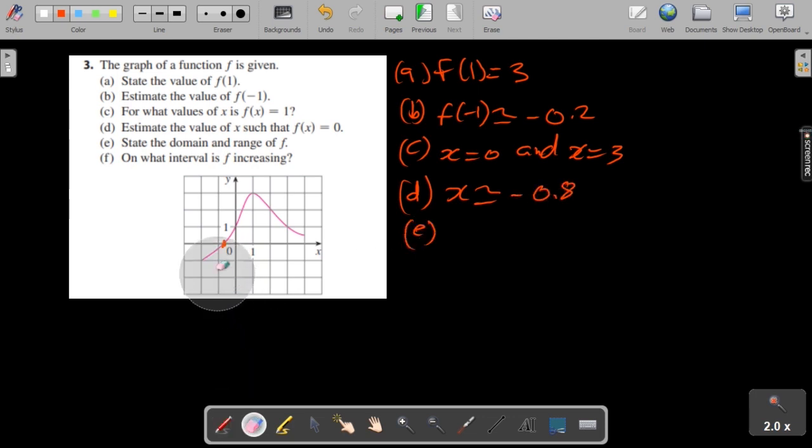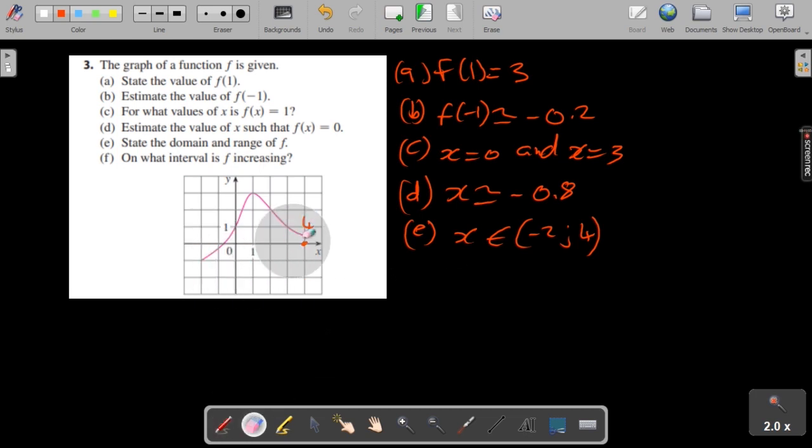And E says, state the domain and range. So the domain is the list of all x values which are found on this function. So if you check, we move from this point all the way to that point. So those x values are defined, or they can be found on this graph. At that point, we have minus 2. Then on this side, we have 4. So these are our bounds. So x as the domain is an element of minus 2 to 4. Okay, so that is the domain.